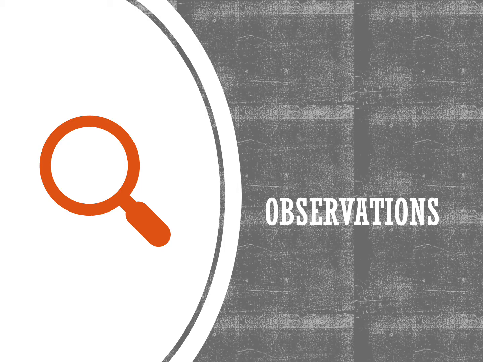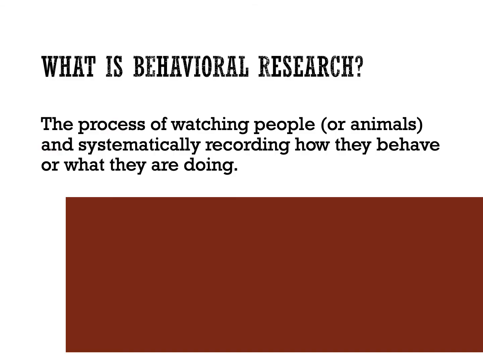Now we're going to talk about observations, which are a type of behavioral research. So, behavioral research is the process of watching people or animals, if that's what you're studying, and systematically recording how they behave and what they're doing. This is usually conducted in an environment where the behavior naturally occurs. So, there's no manipulation, it's supposed to be unobtrusive and non reactive.